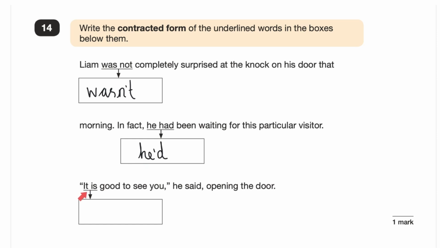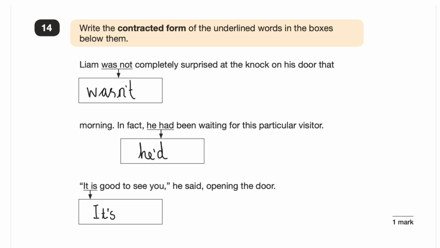And again, we should see it is, and just know that that's going to be it. And again, the thing to notice here, hopefully you've spotted it, end of the sentence. So the I must be capitalized. A little bit tricky here. If you just wrote it as a lowercase I, you wouldn't get the mark. So it needs to be capital I, T, apostrophe S, okay? It's.